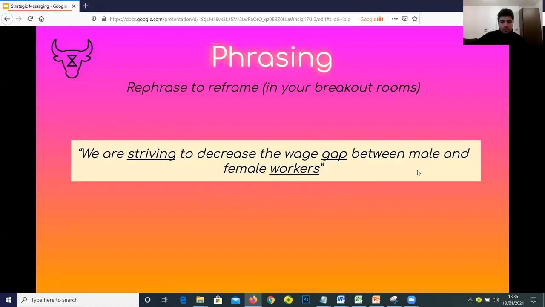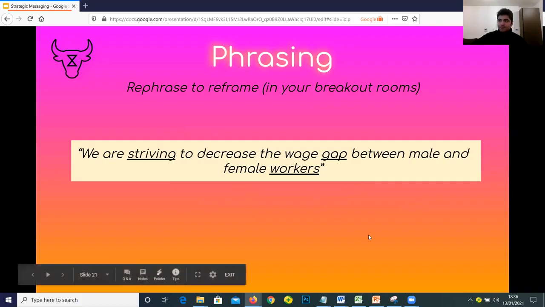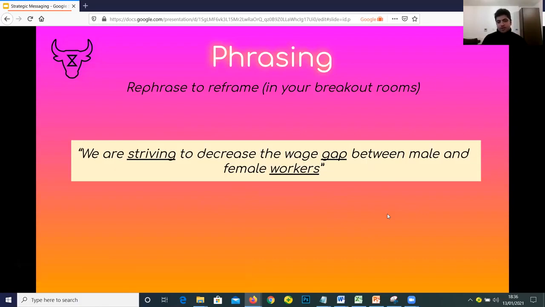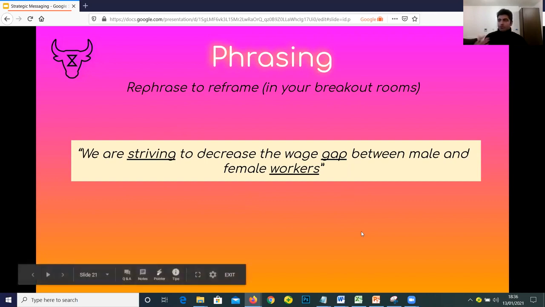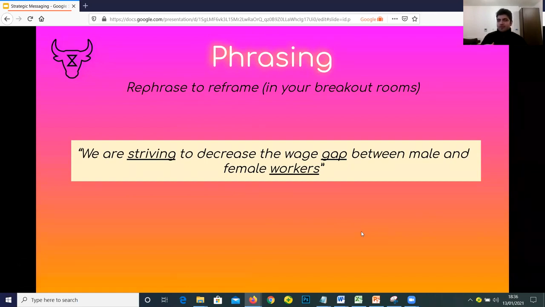So we're going to do a quick-ish group exercise now. We're going to go to breakout rooms, and we're going to reframe this statement. The statement is, we are striving to decrease the wage gap between male and female workers. I've given some clues with the underlining. In your breakout rooms, think about hedging, the metaphors, and also the associations and what frame those associations will evoke.